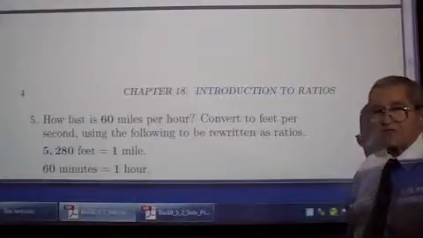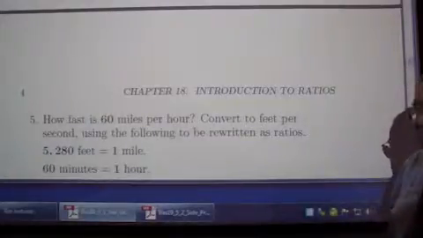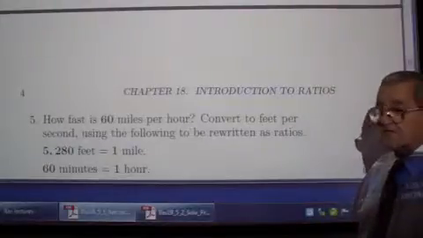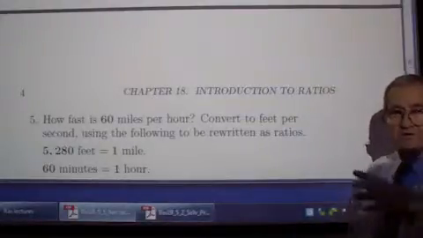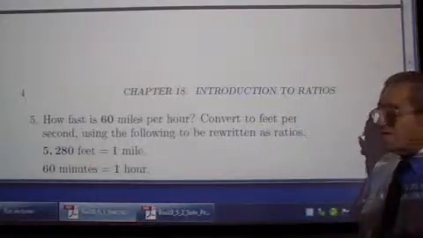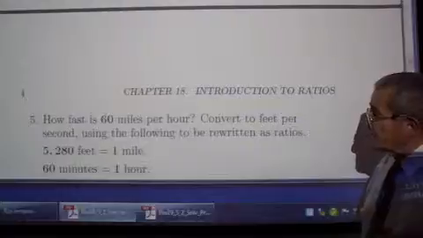How fast is 60 miles per hour? I know it's fast, but I have no idea how fast it is. When a car goes by, zoom. How about zoom with a zoom? How fast is fast? They're both fast.